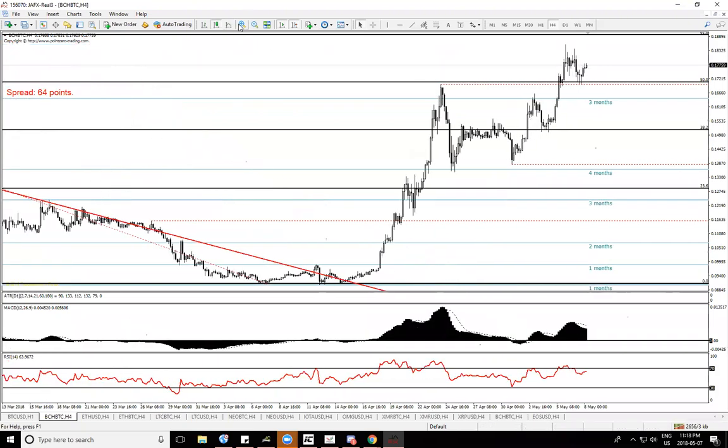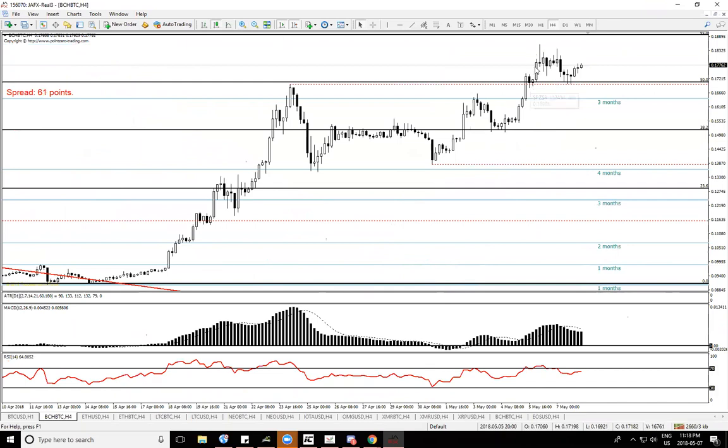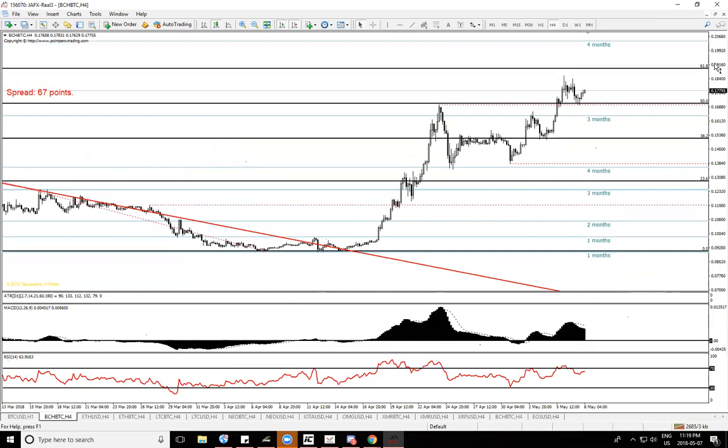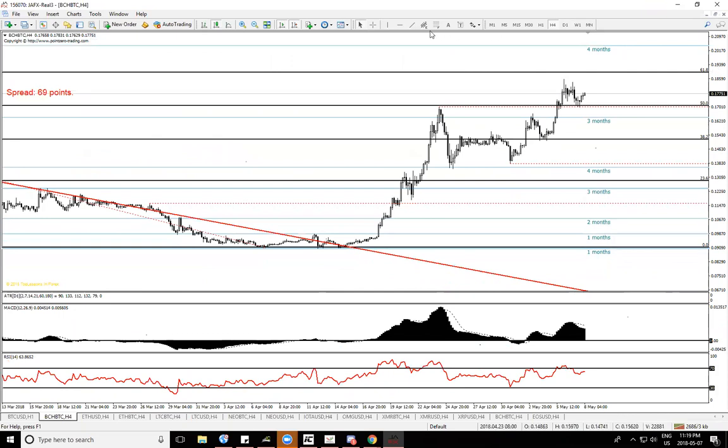And look at this. Go through it, test it once, try to go, test it again, and rejection wicks underneath your candles. And these are 4-hour candles. So then the next stop would be the 618, just above here, which is not too far. It doesn't give you that much room.